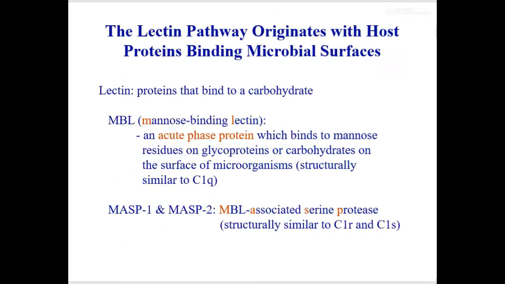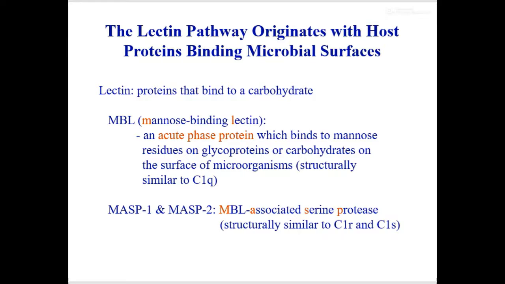Now, the next pathway which we have to talk about is the lectin pathway. When does a lectin pathway happen? Lectin is a protein that will bind to carbohydrate. And as I told you, on the surface of certain microbes, they do have some mannoses.